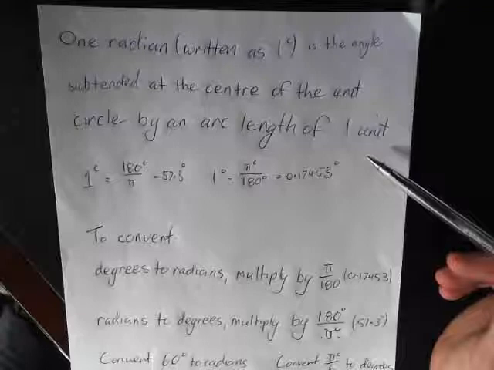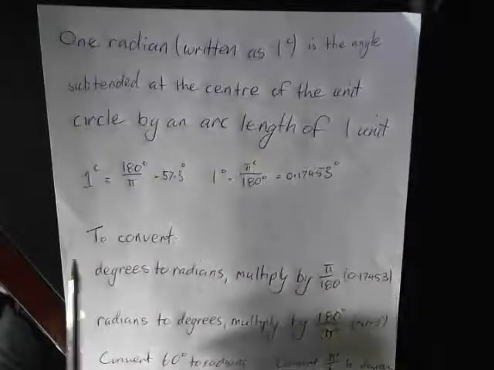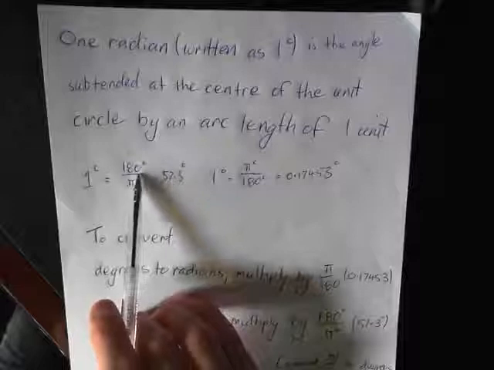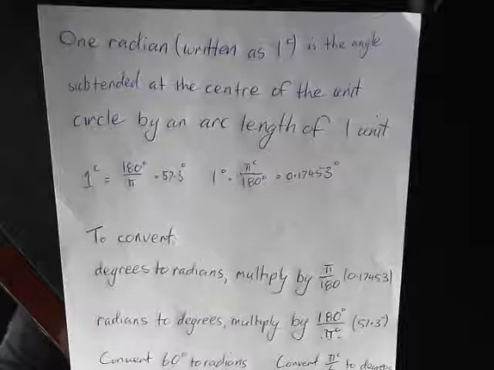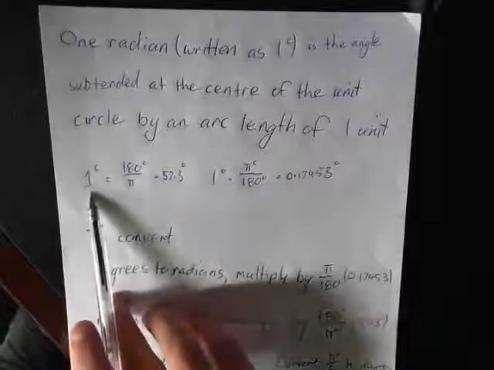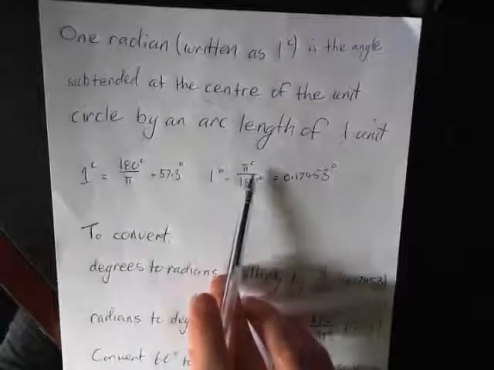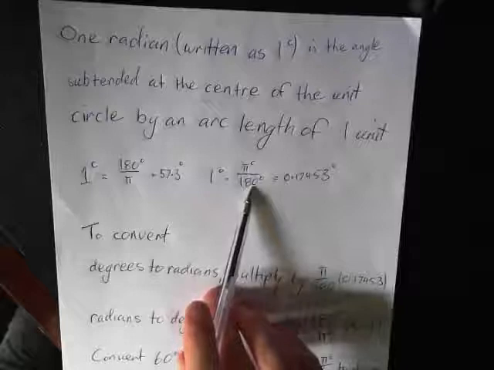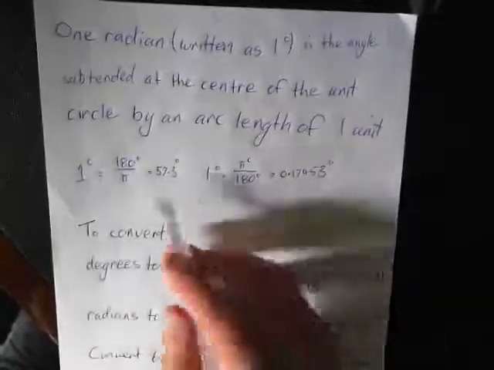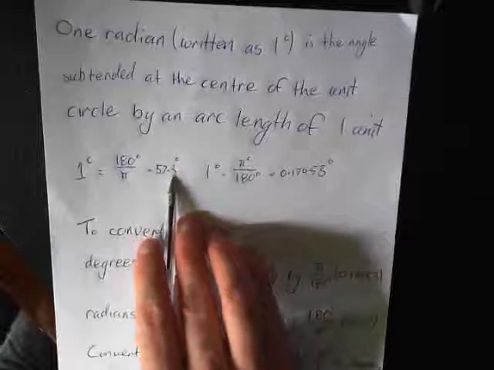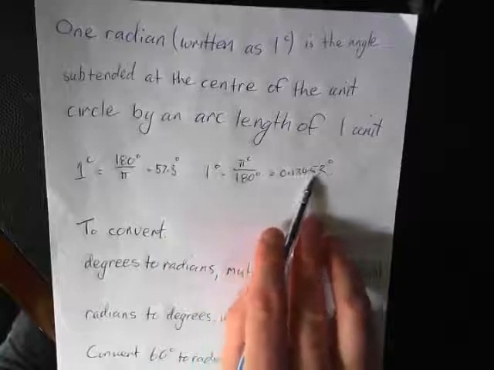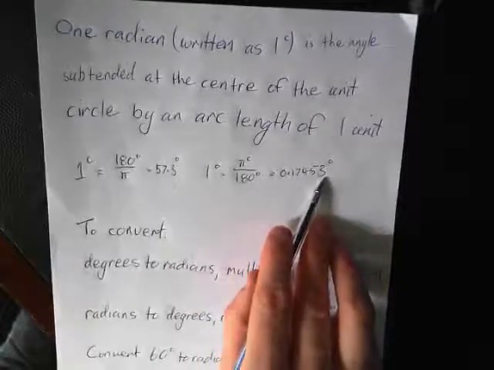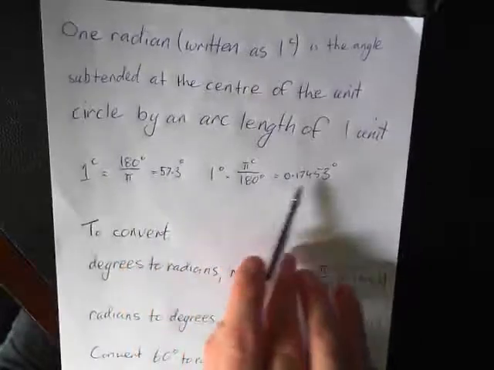And here's some information you need to know. 1 radian is 180 degrees divided by pi. That's actually the size of the angle. And 1 degree is pi divided by 180 degrees. So you've got these measurements here. 1 radian is approximately, and this is approximate, 57.3 degrees, and 1 degree is 0.17453 radian. So these fractions become important.